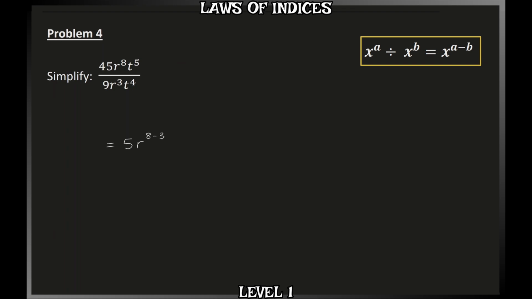And t to the power of 5 divided by t to the power of 4 becomes t to the power of 5 minus 4. Now simplifying, we have 5r to the power of 8 minus 3, which is 5r to the power of 5. And 5 minus 4 is 1. So we have t to the power of 1, or just t. And this is our final answer for problem 4.